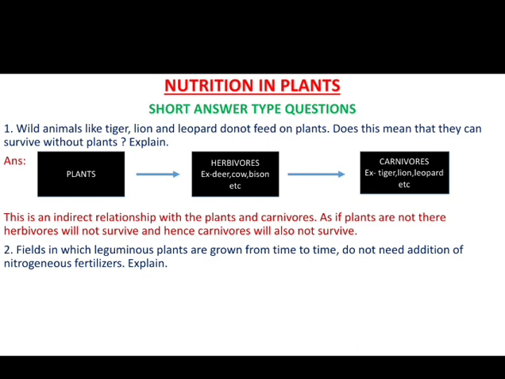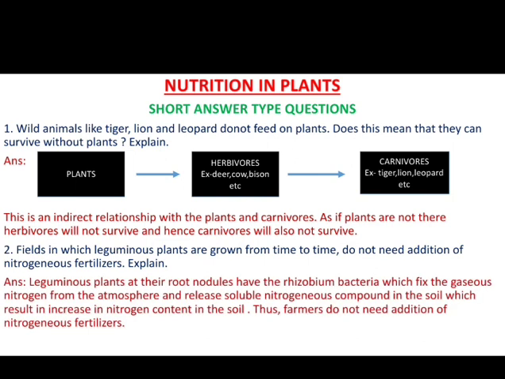Question 2. Fields in which leguminous plants are grown from time to time do not need addition of nitrogenous fertilizers. Explain. Answer. Leguminous plants have rhizobium bacteria in their root nodules, which fix the gaseous nitrogen from the atmosphere and release soluble nitrogenous compounds in the soil, which results in an increase in nitrogen content in the soil. Thus, farmers do not need addition of nitrogenous fertilizers.